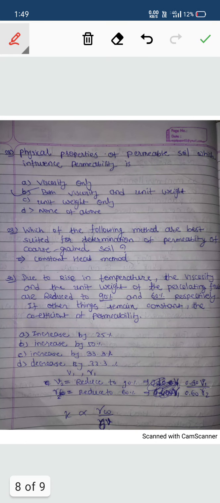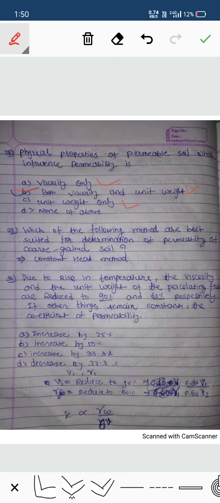Physical properties of the permeant which influence permeability: viscosity is one. If the viscosity is low, then permeability is more. Both viscosity and unit weight: if the unit weight is more, then the permeability is also more. Then the correct answer is B.